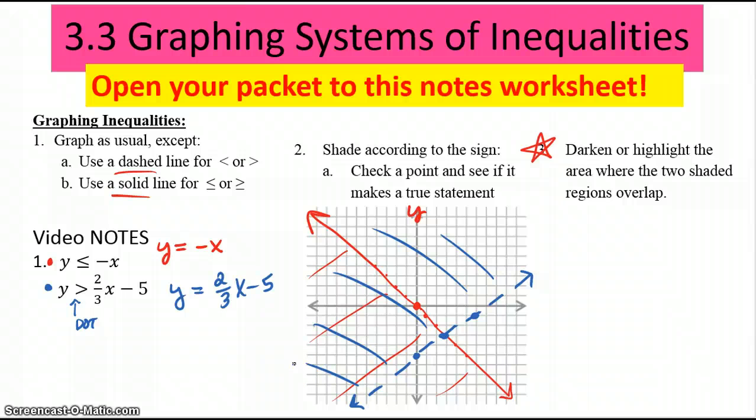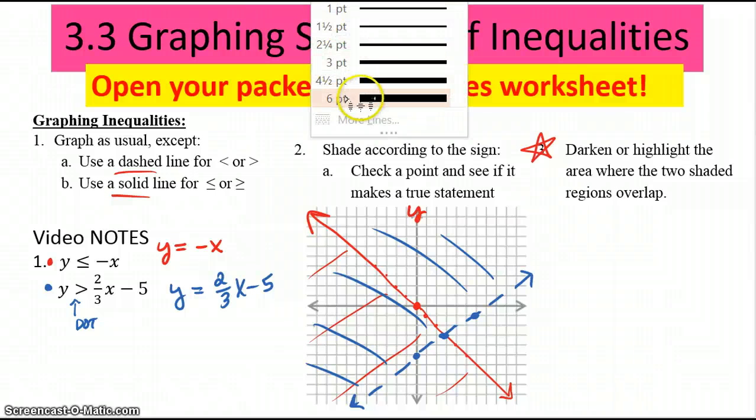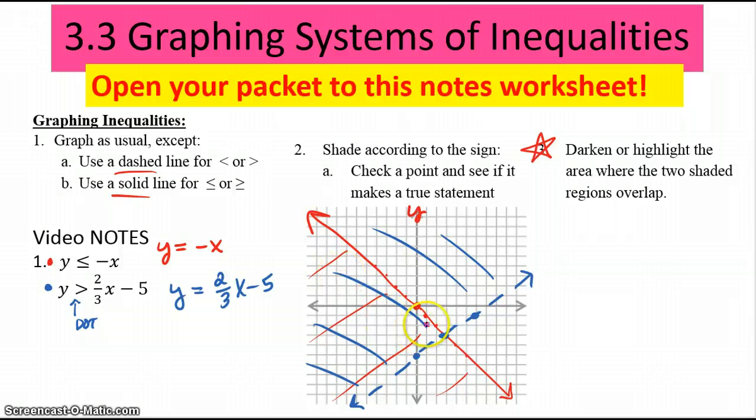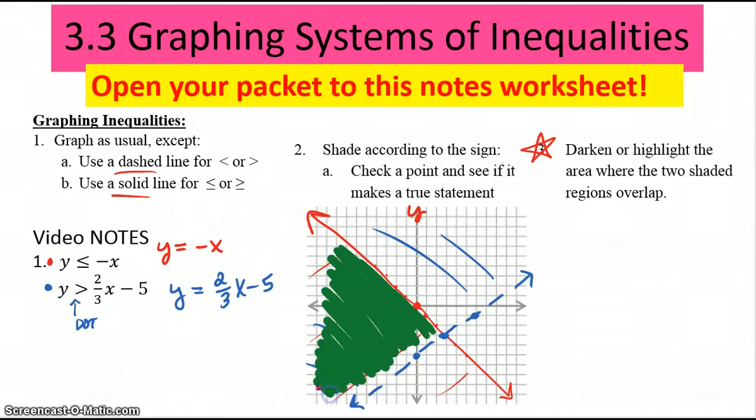Now hopefully it's very clear where this overlap is. This left-hand piece is where the red was shaded and the blue was shaded. Those are the points that work in both sets of equations. Those are the points that satisfy both sets of equations. So what we're going to do is shade that entire piece. So I'm going to switch up to green. I'm going to make myself a nice thick line here so that I can shade that whole area right there. Okay, so every point in that green area will work for both inequalities.